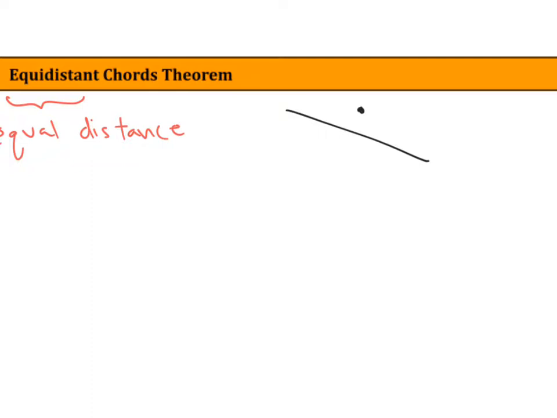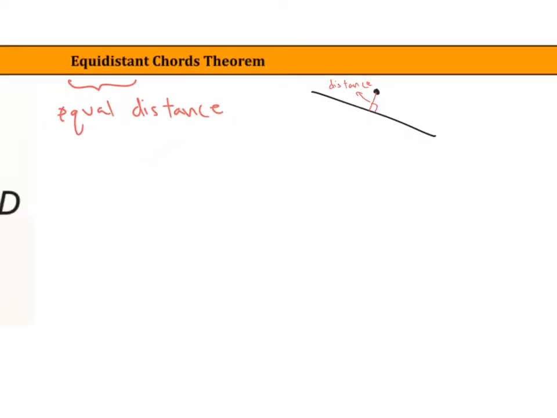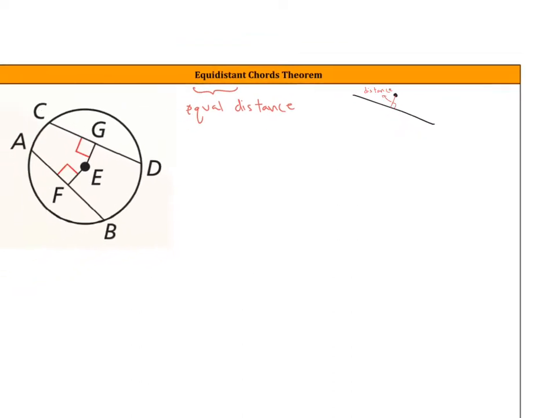And so the shortest pathway here just so happens to be a perpendicular line segment that connects the line to the point. So this little segment right here represents the distance from the point to the line. And so this is what we will see when we work with this equidistant chords theorem. So let's go ahead and write down what the theorem actually says.